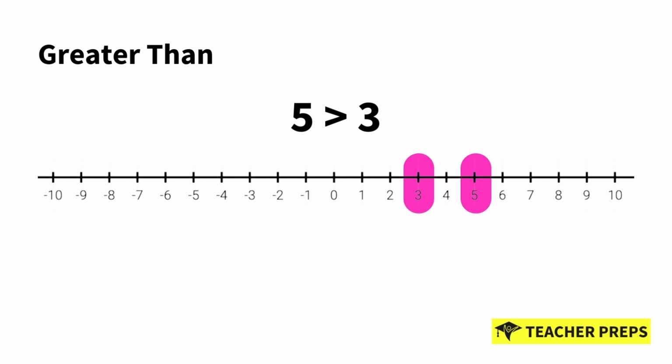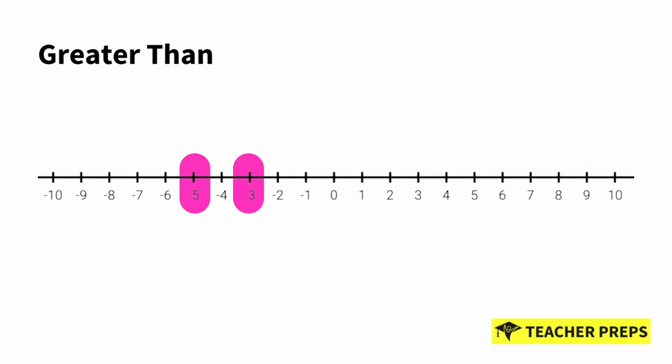line. Next, how about if we use negative numbers? Well, now we see that -3 is greater than -5. Students will understand this concept faster when we show them and use a number line.